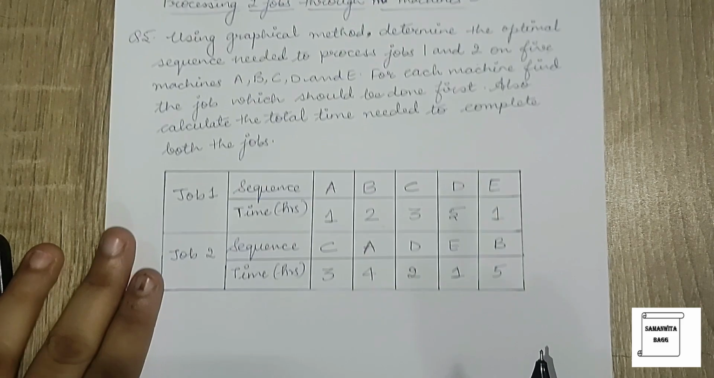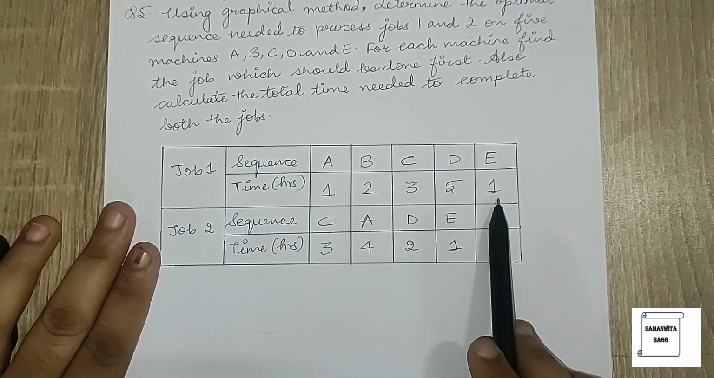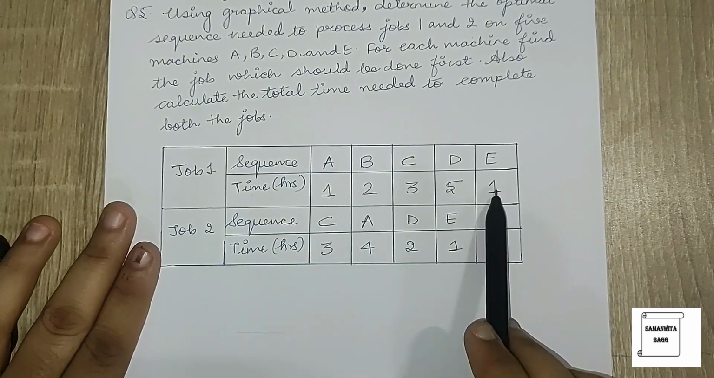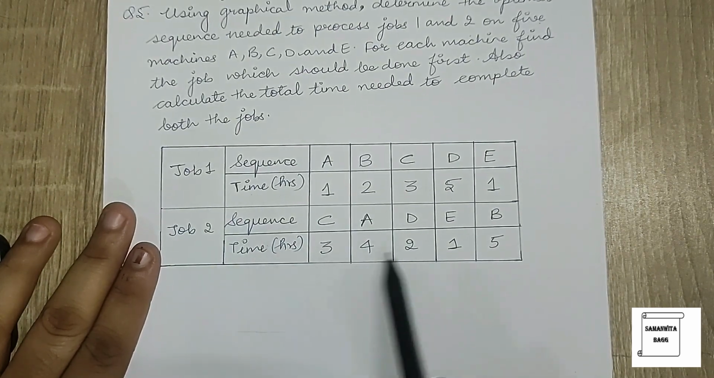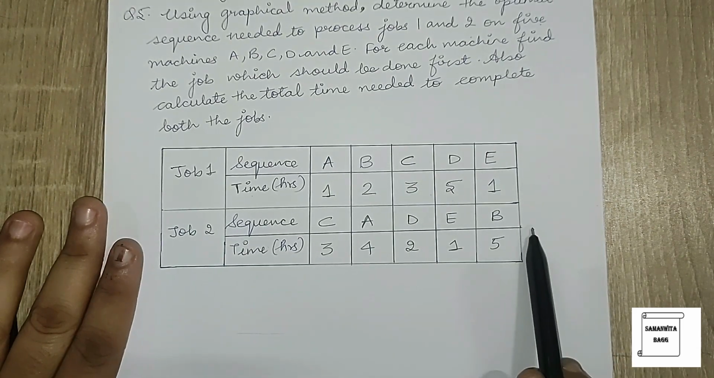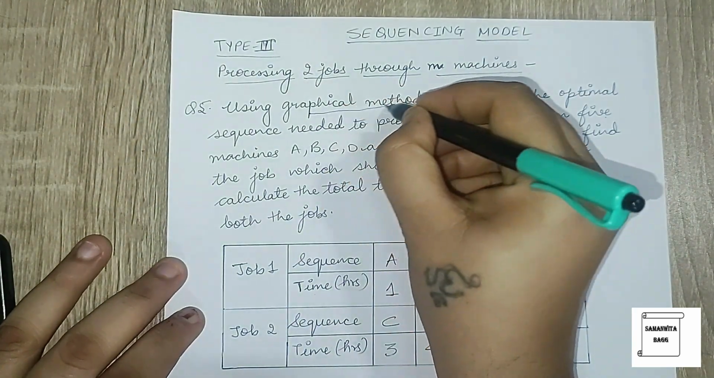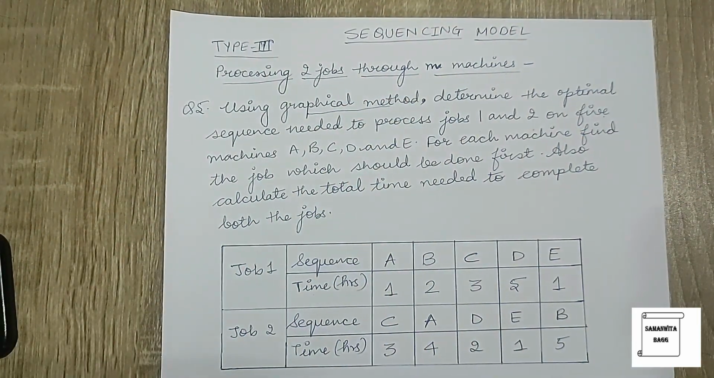Here we can see the given data of job 1, whose sequence is given and the time in hours is given for a particular machine. Same way it is given for job 2, the sequence and the time. You can see both these sequences are different. Now we are going to use the graphical method, as it is mentioned in the question. So we are going to make use of a graph.